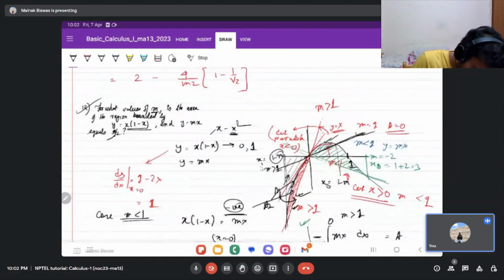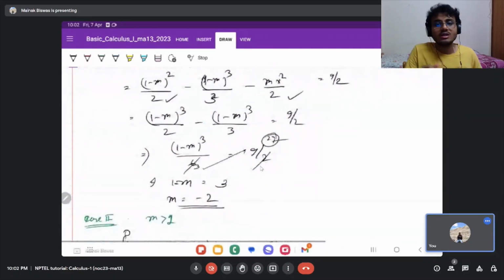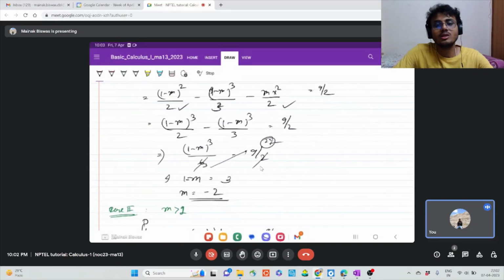So x is equal to 1 minus m, this is minus 3. So minus 3 and 3 you are going to integrate. So with this we have solved all the 12 questions.